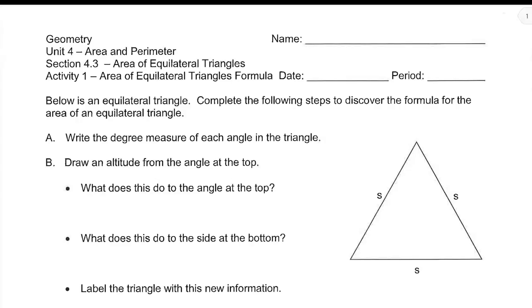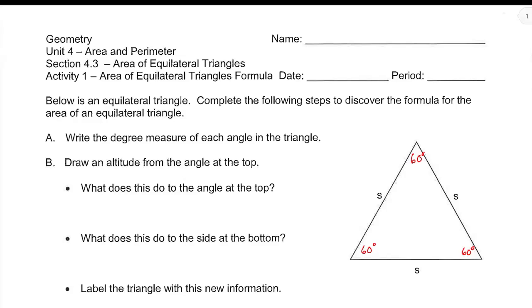Area of equilateral triangles is important because we're going to see it later in this course and you're going to see it later in mathematics. So it's important we spend a day on this topic. Below is an equilateral triangle. It's already labeled with sides of length S, S, and S. Write the degree measure in each angle.